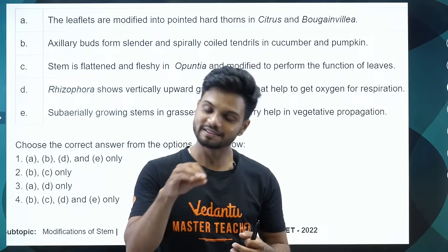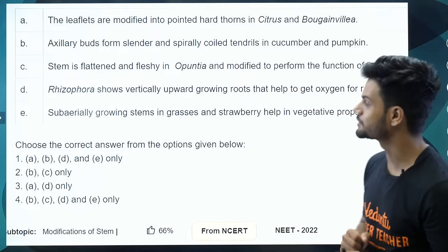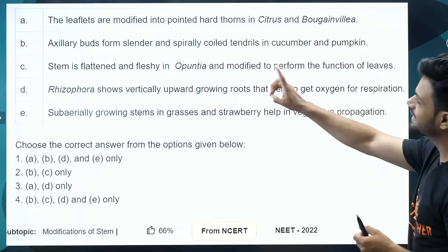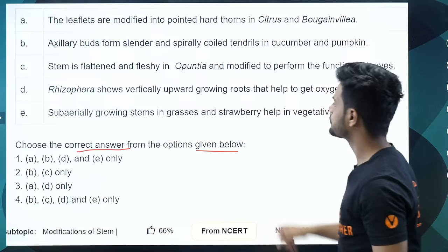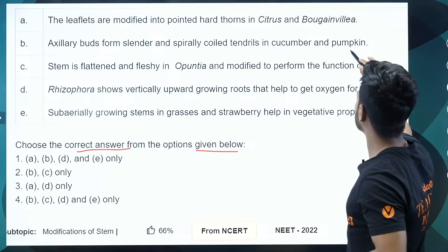Okay, next question is here. Try solving this question. The leaflets are modified into pointed hard thorns in your citrus and bougainvillea. Axillary bird, they're asking you to choose the correct answer from the following options. Axillary bird form slender and spirally coiled tendrils in cucumber, pumpkin. Stem is flat and fleshy in Opuntia and modified to perform function of leaf.